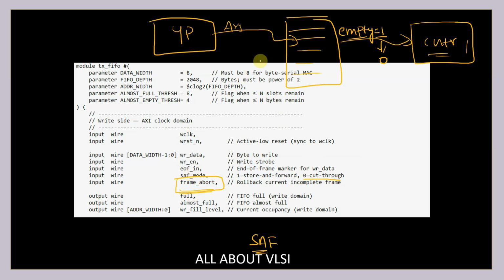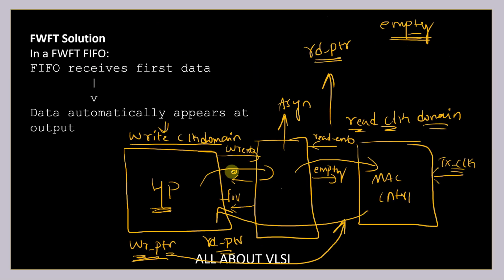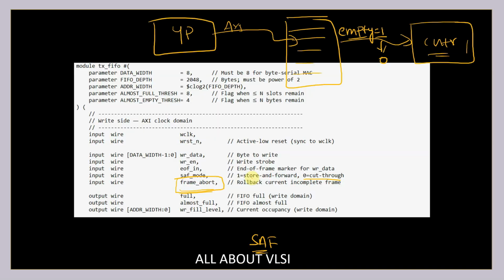Now, the outputs of this write clock domain, as we have discussed previously, are full, almost full, and write_fill_level. That means the current occupancy level. How are we going to know this write_fill_level? This will be the write pointer value minus the read pointer value. For example, if the write pointer is at the 5th location and the read pointer is at the 0th location, then the current occupancy level is 5. So this is my write fill level.